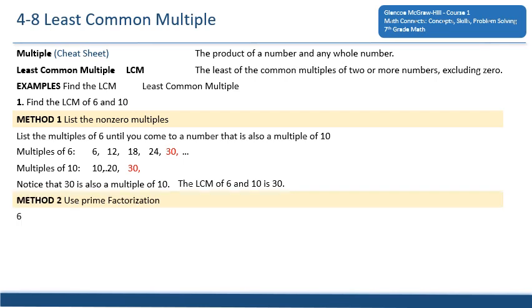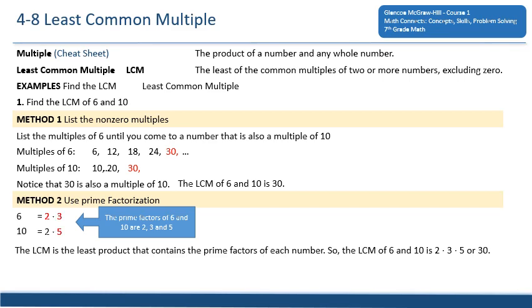Method 2, we can use prime factorization. The prime factors of 6 are 2 times 3, and the prime factors of 10 are 2 times 5. So the prime factors of 6 and 10 are 2, 3, and 5. The least common multiple is the least product that contains the prime factors of each number. So the least common multiple of 6 and 10 is 2 times 3 times 5, or 30.